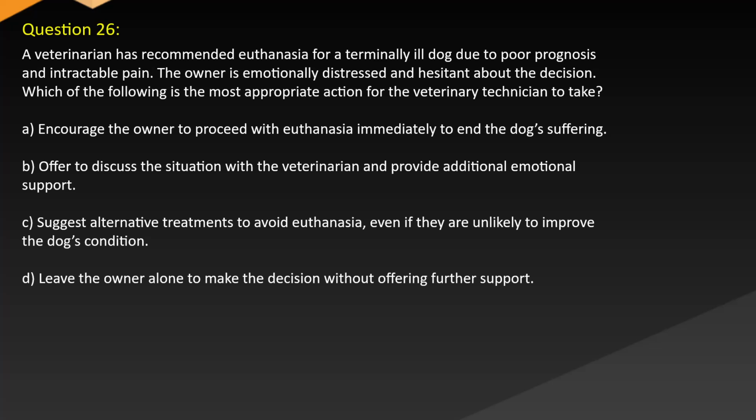Question 26. A veterinarian has recommended euthanasia for a terminally ill dog due to poor prognosis and intractable pain. The owner is emotionally distressed and hesitant about the decision. Which of the following is the most appropriate action for the veterinary technician to take? A. Encourage the owner to proceed with euthanasia immediately to end the dog's suffering. B. Offer to discuss the situation with the veterinarian and provide additional emotional support. C. Suggest alternative treatments to avoid euthanasia even if they are unlikely to improve the dog's condition. D. Leave the owner alone to make the decision without offering further support.